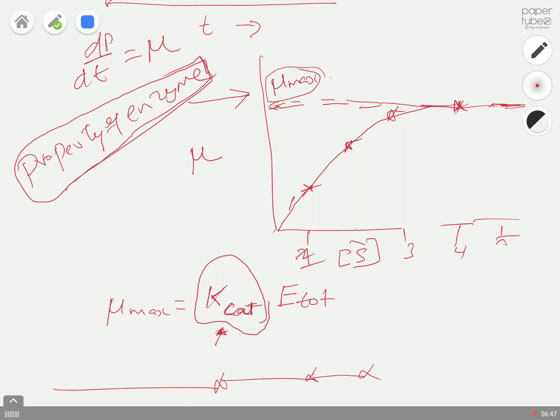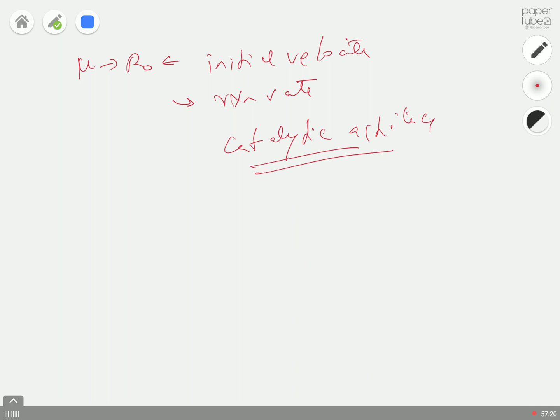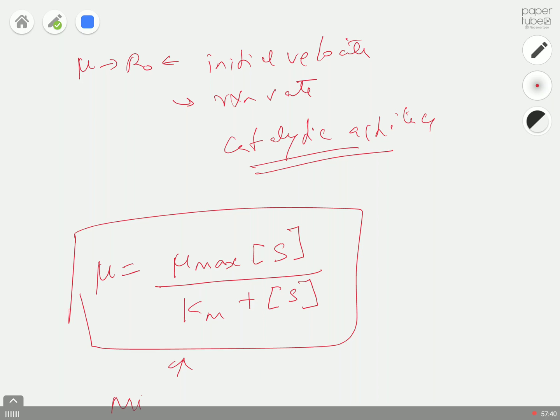So I hope you understand so far, and just remember that mu or v0 all refer to the same thing. You can call this initial velocity, or a reaction rate, or if you want you can call this catalytic activity. And if you want you can say this mu value is equal to mu max times substrate divided by Km plus your substrate concentration, and this final expression we call the Michaelis-Menten expression.